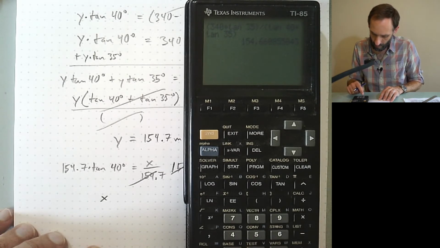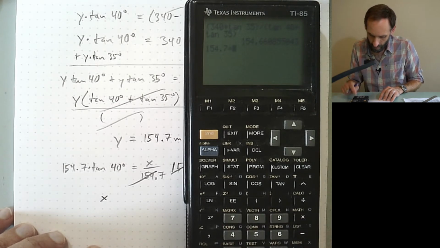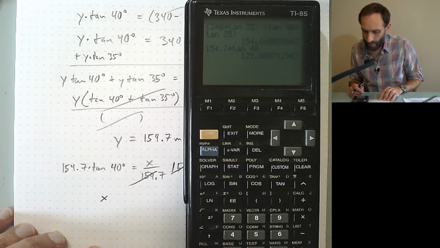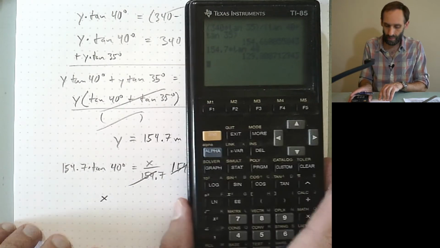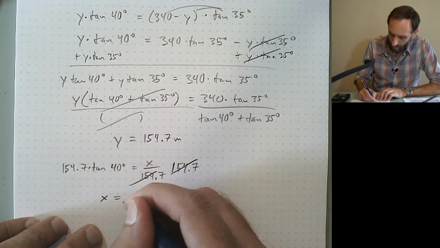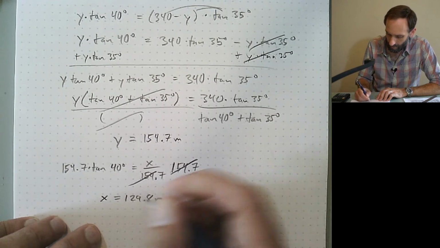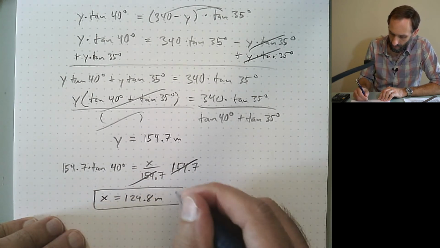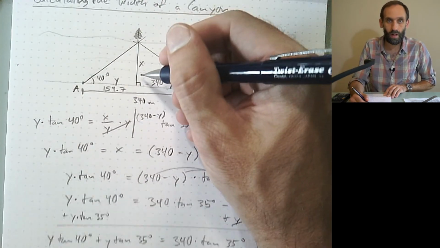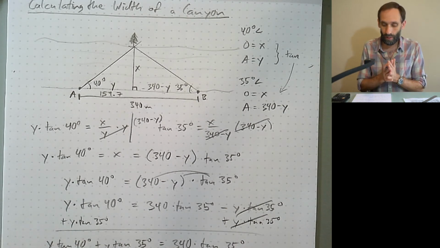let's go ahead and plug it in. 154.7 times the tangent of 40 degrees, and I get 129.8 rounded to the nearest tenth. So 129.8 meters. So that is the distance across the canyon or the river or whatever geographic barrier you're measuring.